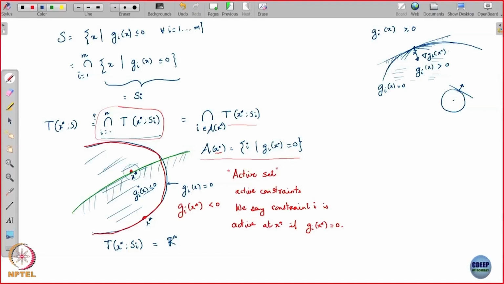And then you would think, what would be the tangent cone in that case? Well, you would think that the tangent cone will be those d's such that the gradient of g_i at x star transpose d is greater than or equal to 0. So, it is all these directions d which make an acute angle with this gradient, all of these directions up till the point where you become tangent. All of these directions, you would think, are in the tangent cone.